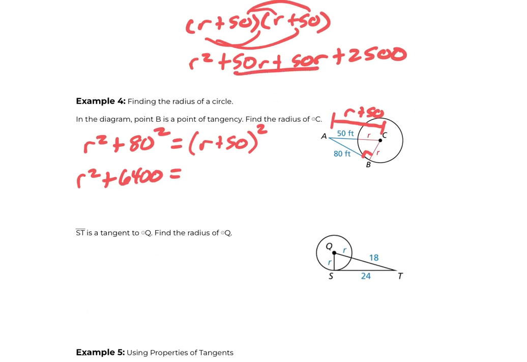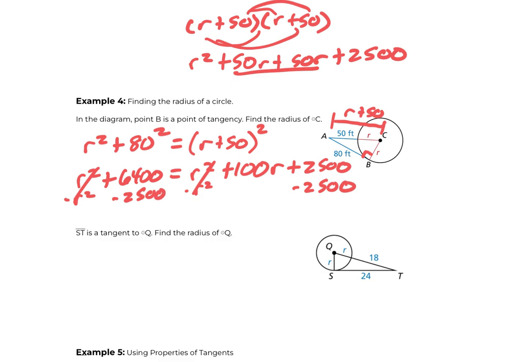Most of the time you should be able to combine those two middle terms together. 50r and 50r would make 100r. So we got this big kind of nasty equation. The good thing here is right now it's what we call a quadratic equation because it has an r squared in it. But because I have an r squared on the left and an r squared on the right, if I subtract r squared from both sides, the r squareds are going to disappear. So we don't have a quadratic equation anymore.